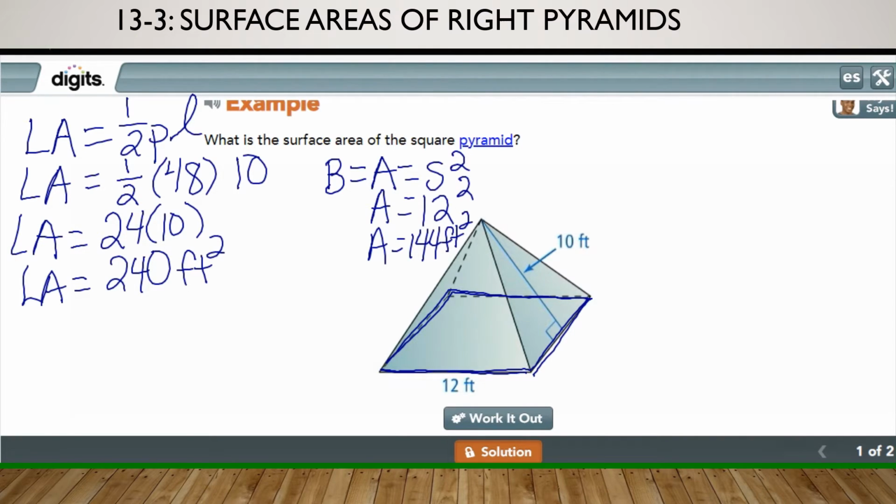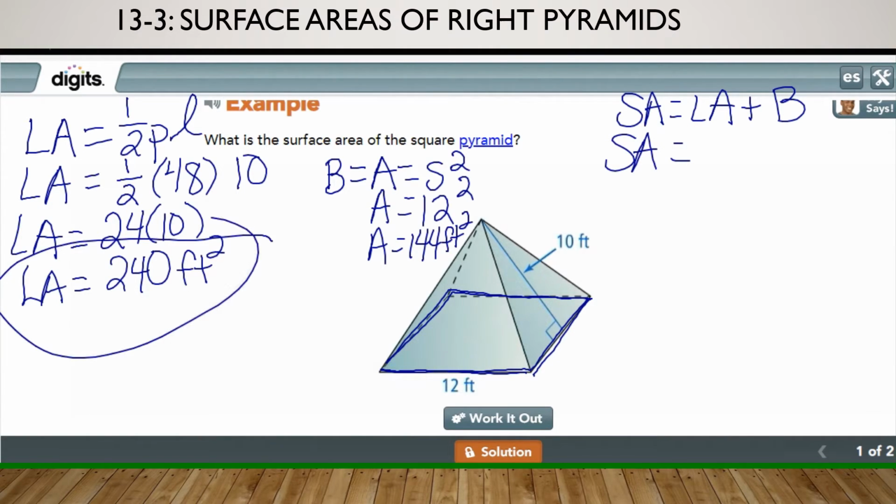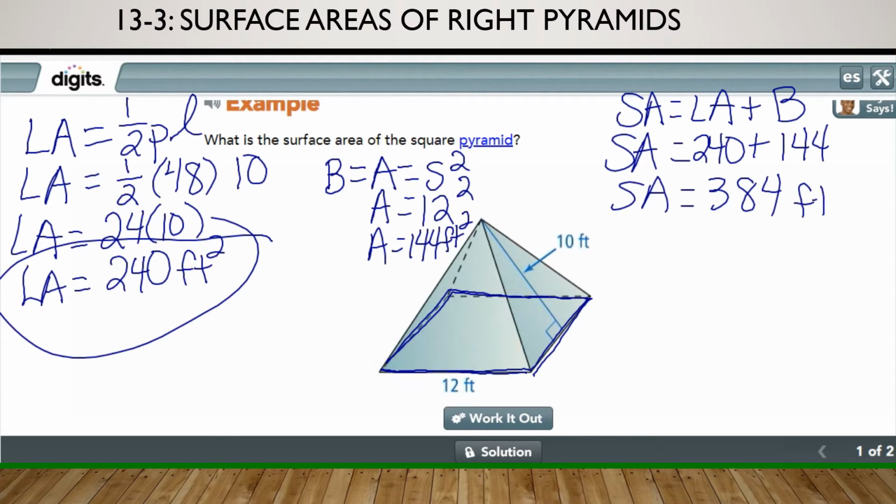Now we're going to write our surface area formula. It is very similar to a prism. Surface area equals lateral area plus area of the base, just one, because this is a pyramid. Now I'm going to substitute in, we already have all of our information, 240 for the lateral area, and then the area of the base is 144. And when we add that together, we get 384, and don't forget your units, that's feet squared. Surface area is squared.